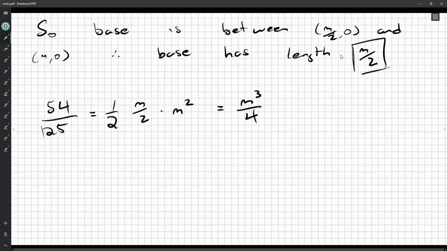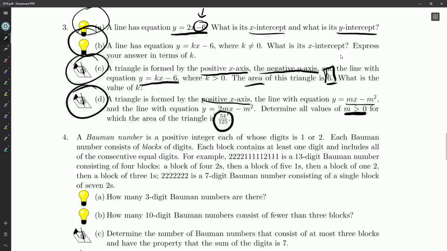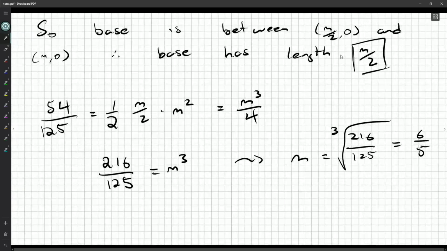I don't know what 54 times 4 is off the top of my head. 216. Oh, that's nice. Because 216 and 125 are both cubes, and we're looking for m cubed. So m is the cube root of 216 over 125, and that really can only be the one thing. I don't know why they needed us to... Well, no, I guess m needed to be positive, otherwise you'd have the same base. It would still be m over 2, but it'd be minus m over 2, actually. But, okay. So this is the only value that works.